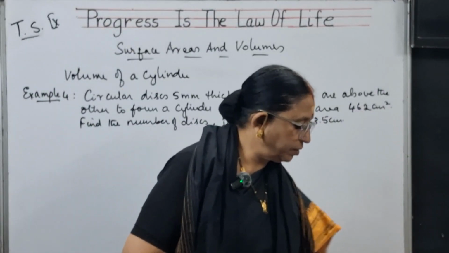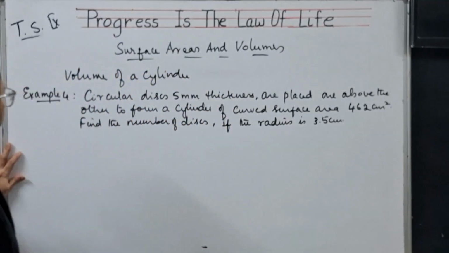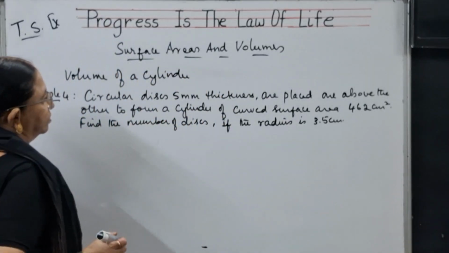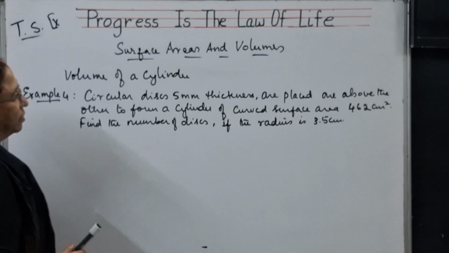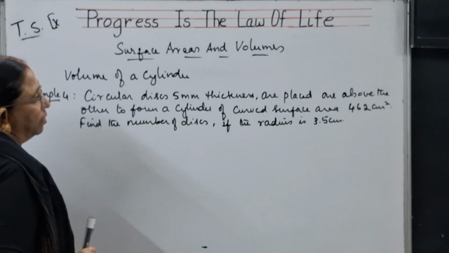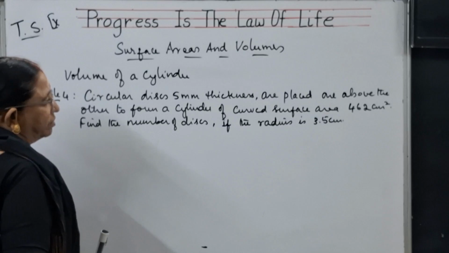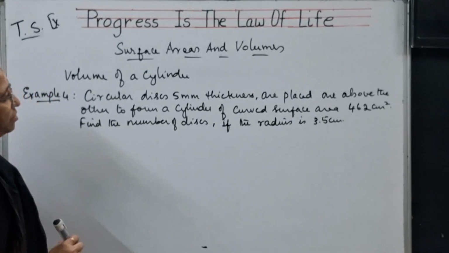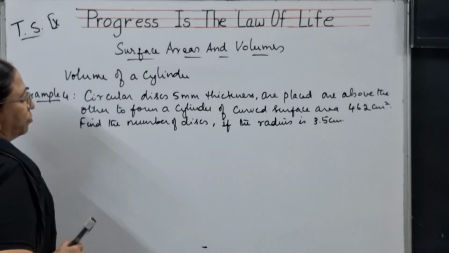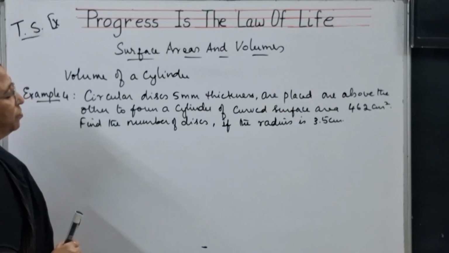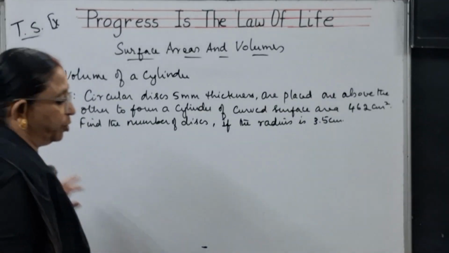Now, let us see the next example, example 4. Circular discs of 5 millimeter thickness are placed one above the other to form a cylinder of curved surface area 462 square centimeters. Find the number of discs if the radius is 3.5 centimeters.